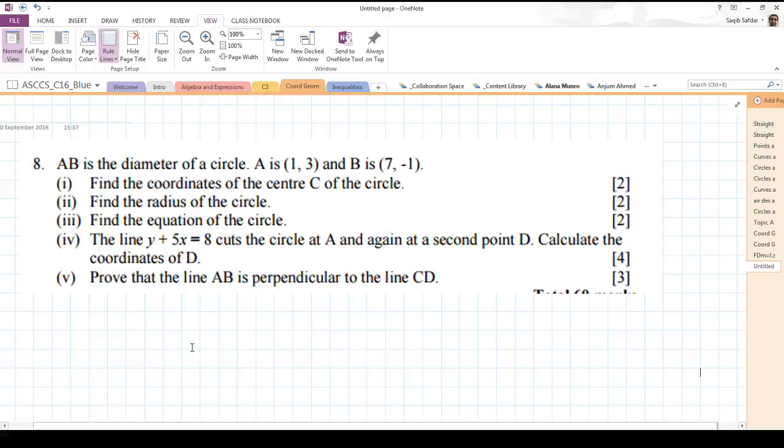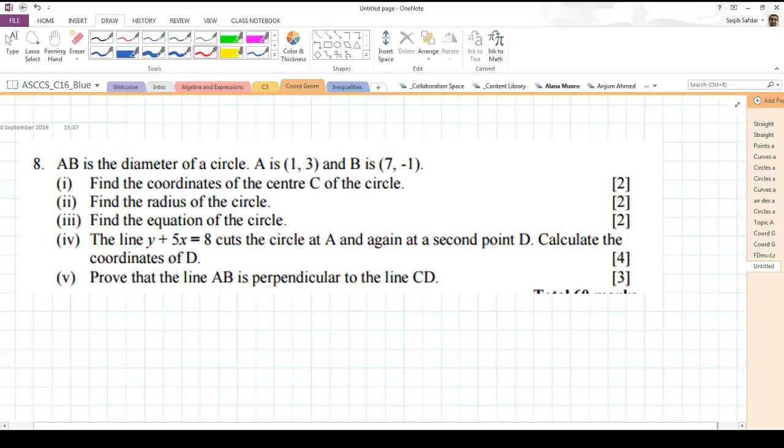Okay, so we've got question 8 here, and let's look at what it's asking us. AB is the diameter of a circle. A is (1, 3), B is (7, -1). Find the coordinates of the center. Any suggestions?